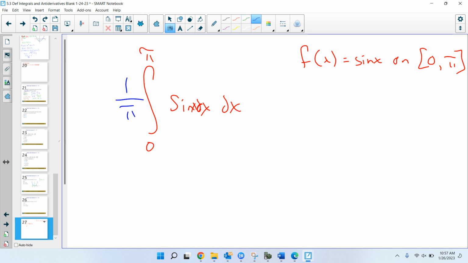So what was our answer for the regular area problem? 2. So what's the average value? 2 over pi. Do you see how to adjust that? You're still going to do the same process. You're just going to multiply by 1 over b minus a out front. Pi is 3.14, so 2 over pi would be about 2/3. Meaning for sine of x, it looks like this. It goes up to a height of 1. Its average value from 0 to pi was 2 over pi, which is about 2/3, which is reasonable, right? 2/3 is reasonable.